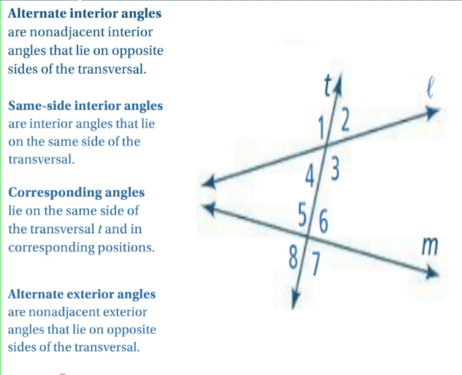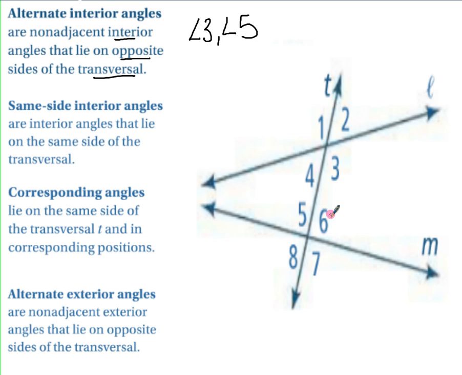Okay. Alternate interior angles are non-adjacent interior angles that lie on opposite sides of the transversal. So like 3 and 5? Yes. So interior and opposite sides of the transversal. Okay, so angle 3 and angle 5, right? They're interior, so they're inside those two lines, and they're on opposite sides of that line T.